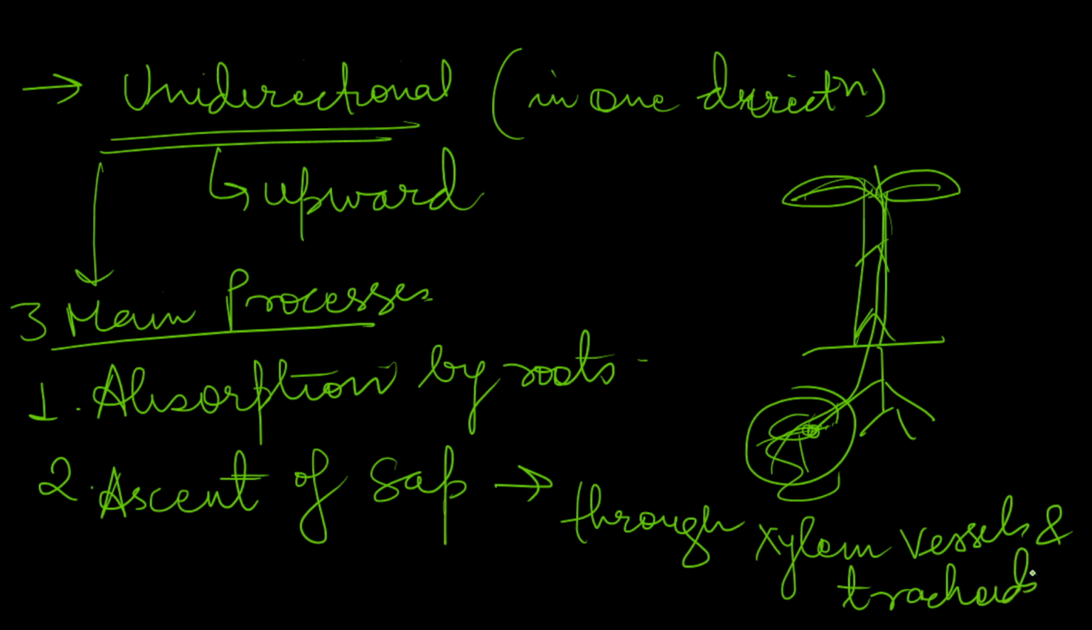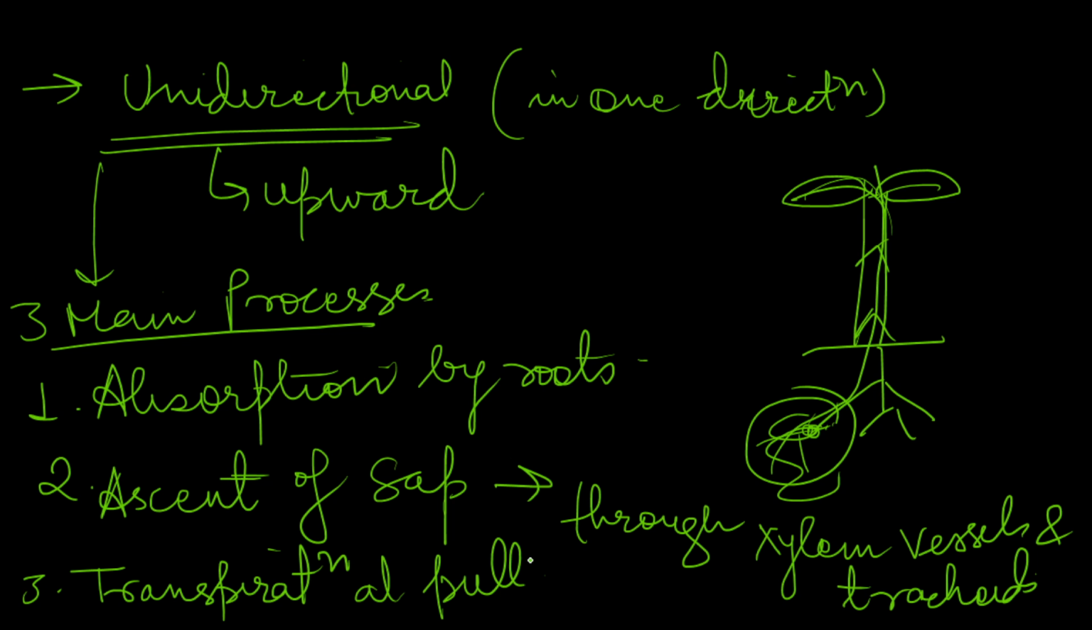Next we have transpirational pull. So what happens when transpiration happens from leaves? It creates a kind of pressure, and when this transpired water comes out of the leaves, it also creates a pressure which kind of pulls the water to the leaves. Okay, so this is what transpirational pull is.